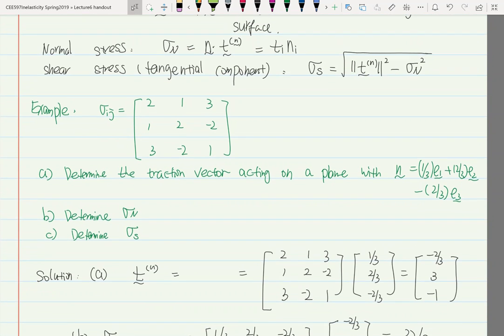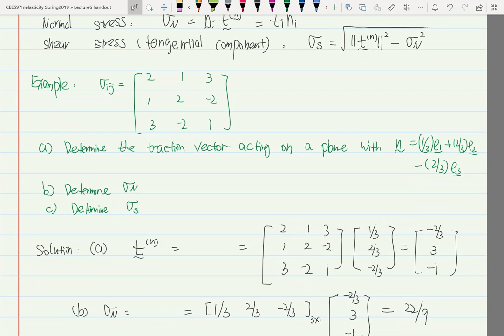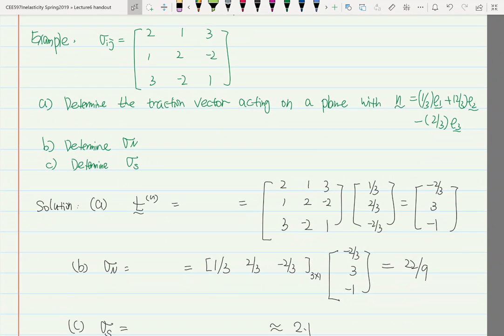For this small example, if you have a random stress sigma ij, which is a 3×3 stress taking this form, and you want to determine the traction vector acting on the plane with this particular normal, then once you define the traction vector, you could also define the normal stress and then the shear stress, right? So for part A, the traction from the definition equals the sigma tensor acting on a vector, which is the normal vector. With the matrix multiplication, we just need to substitute everything.